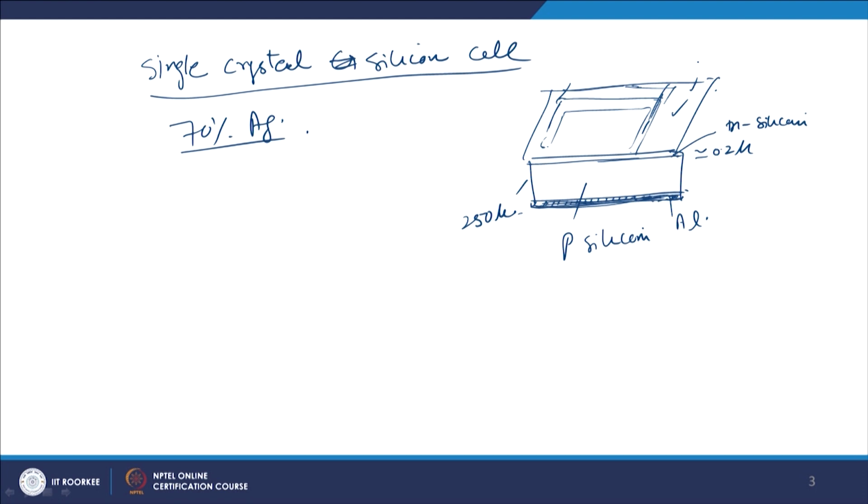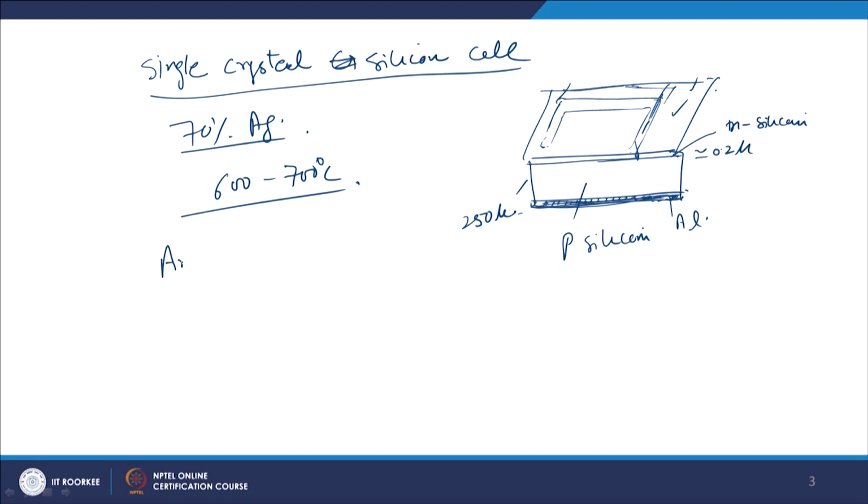Now, after these coatings, the 70% silver coating at the top and the bottom, this cell is placed in the furnace at 600 to 700 degrees centigrade. What happens is the metal paste diffuses into the wafer and connectivity is established. So, there is no resistance for the flow of the current.